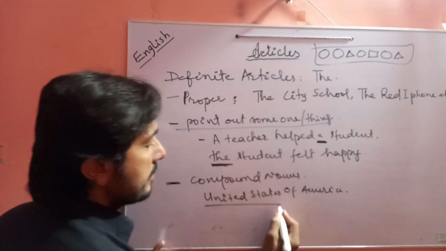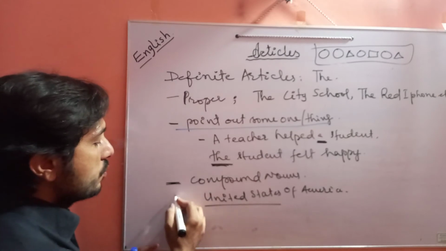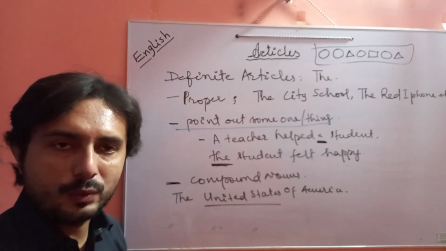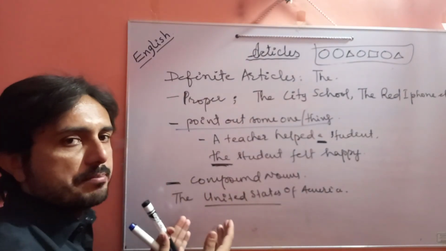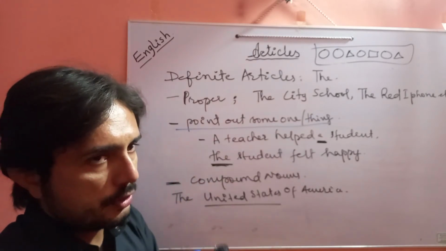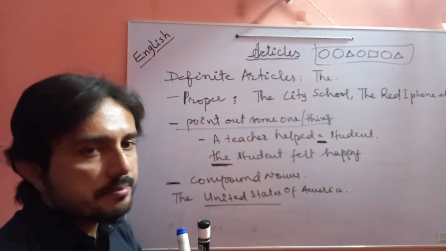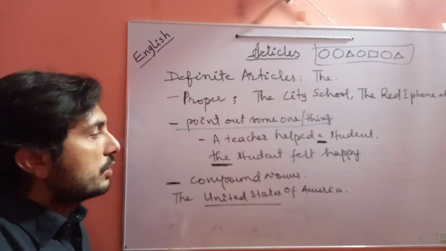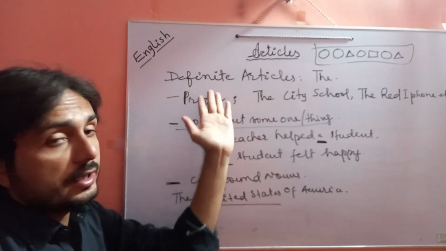So since it is composed of more than one word, one noun, this is why we use the United States, the USA. We say that. So whenever we have compound nouns, whether they are proper plus proper, proper plus common, or common plus common, if they are compound nouns, then we have to use the with them. So these were some of the basic and fundamental uses of the definite article the.